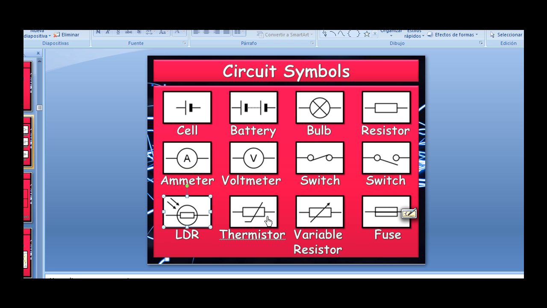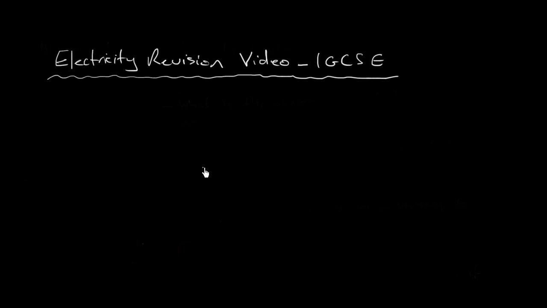The thermistor changes its resistance according to temperature. So that's the symbol of the normal resistor, and the thermistor looks like that. These change according to temperature, so they can be used in a thermostat in your house. Depending on the temperature of the air in your house, it will either switch on or switch off a heater or an air conditioner, for example.